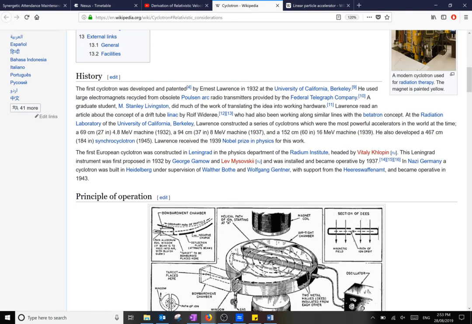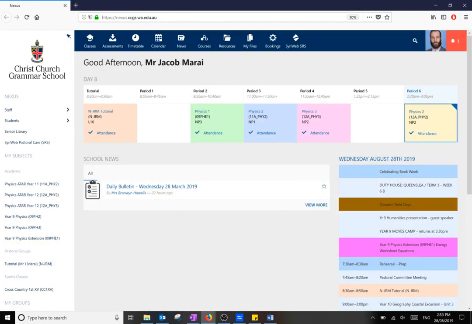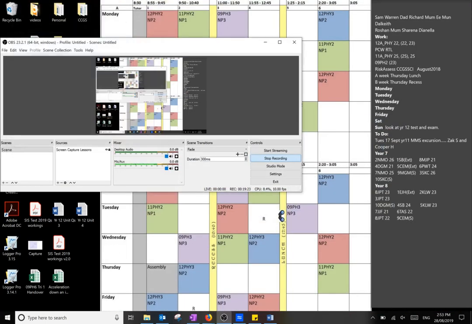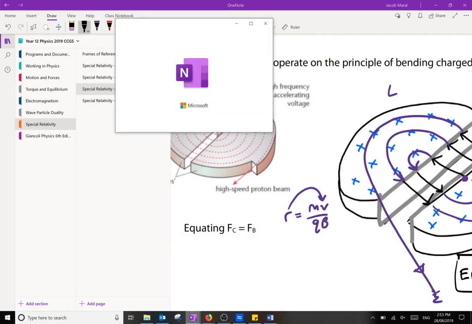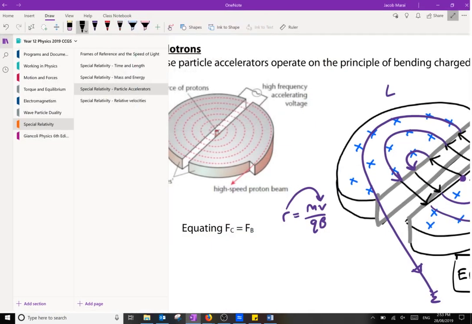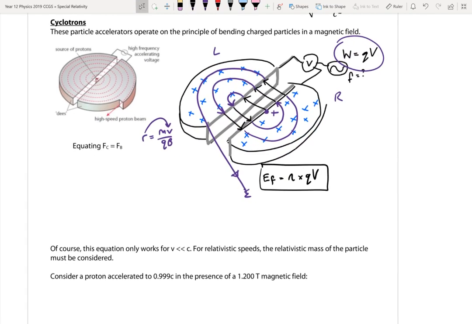Anyway, please have a read of this wiki page on the cyclotron. No, thanks, an extra OneNote. No, thanks. Something's wrong with my laptop. I don't know what it is. Still better than a MacBook.